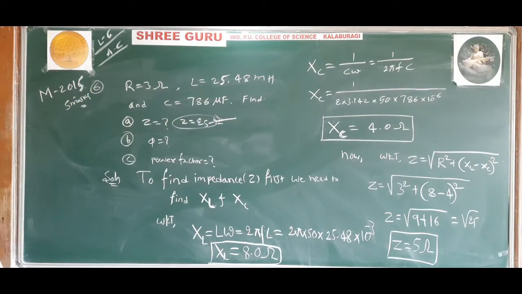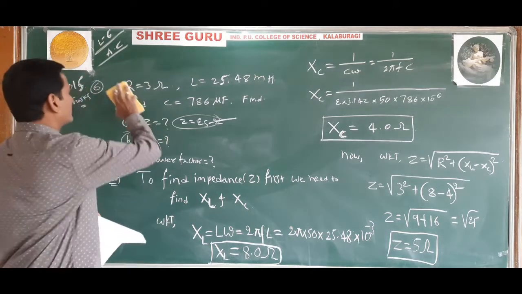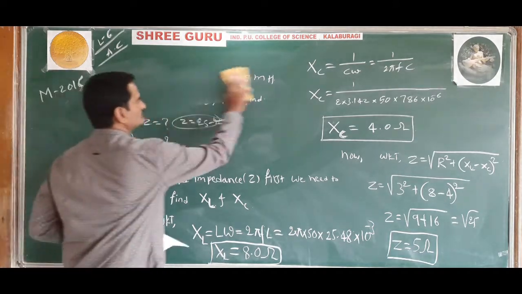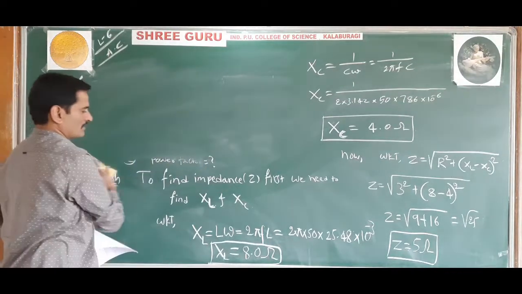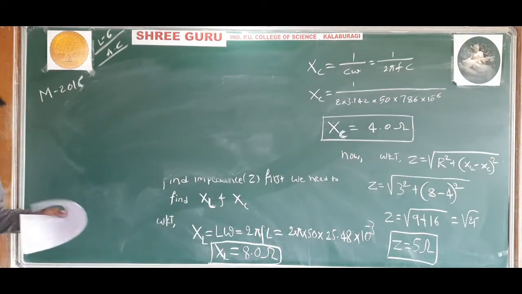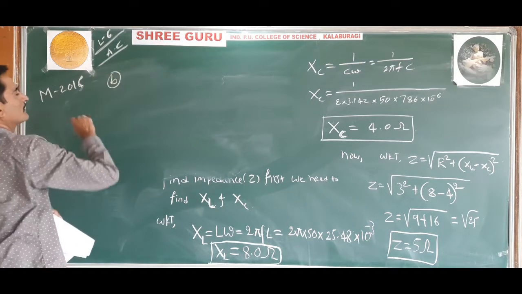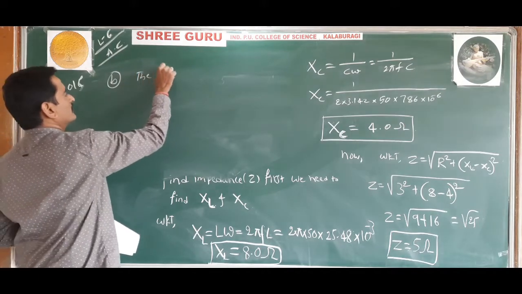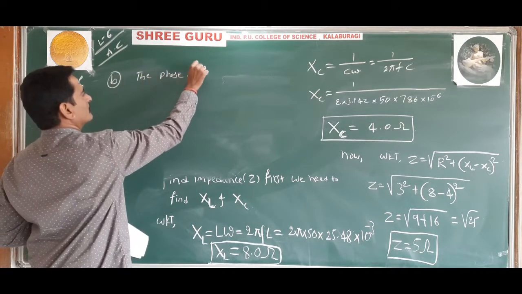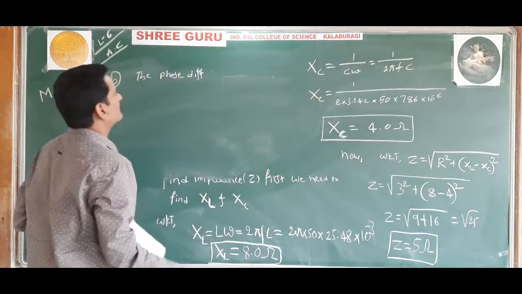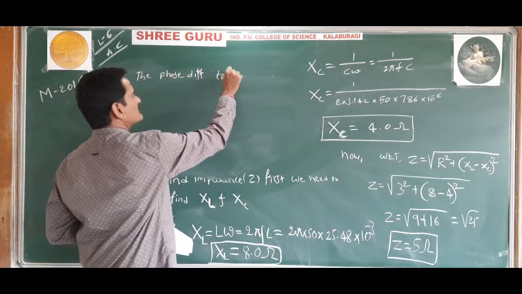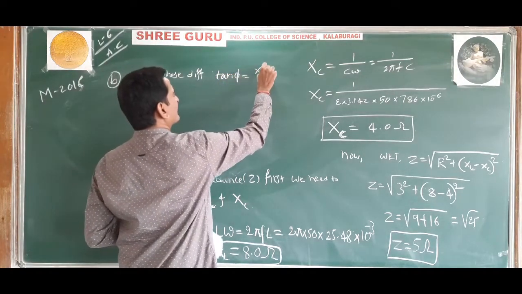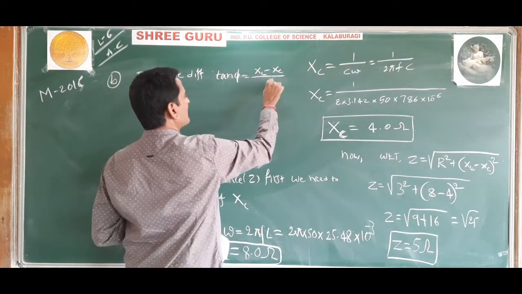And now find the phase difference between the voltage and current. Now we need to find the phi and power factor. Okay. Now B, the phase difference. It is tan phi is equal to XL minus XC divided by R.